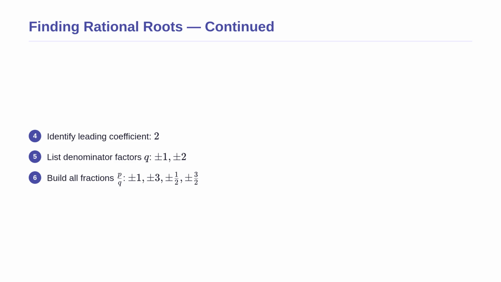Continuing with our setup, we next look at the leading coefficient, which is 2. We list its factors for our denominators, q, which are plus or minus 1 and 2. Now we build our fractions by taking every possible value of p and dividing it by every possible value of q. Dividing by 1 gives us the integers plus or minus 1 and 3. Dividing by 2 gives us the fractions plus or minus 1 half and 3 halves. We have successfully generated a master list of exactly 8 possible rational roots to test.